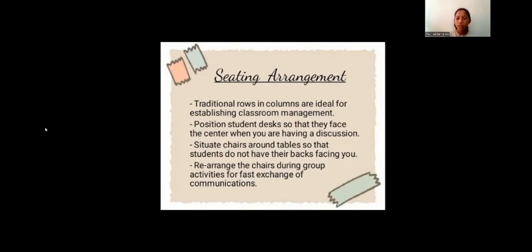And then, position student desks so that they face the center when you are having a discussion. Okay? So, situate chairs around tables so that students do not have their backs facing you. The students must be comfortable with their chairs and tables. And then rearrange the chairs during group activities for fast exchange of communication.